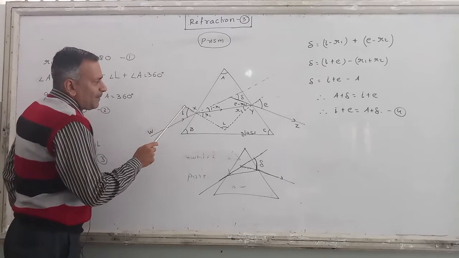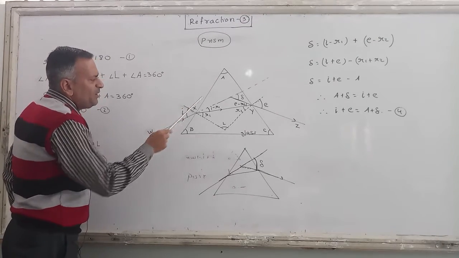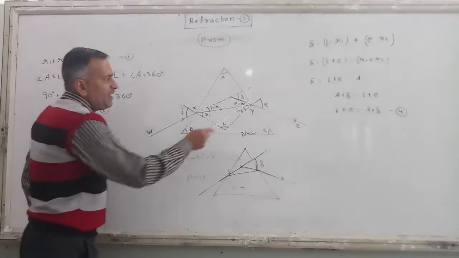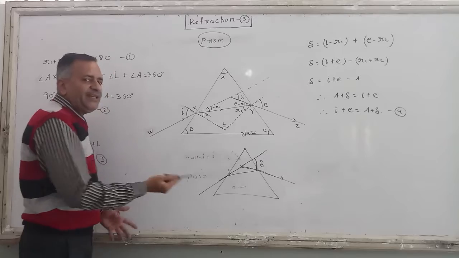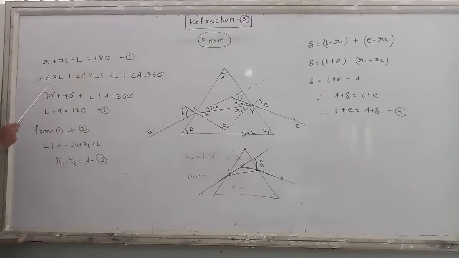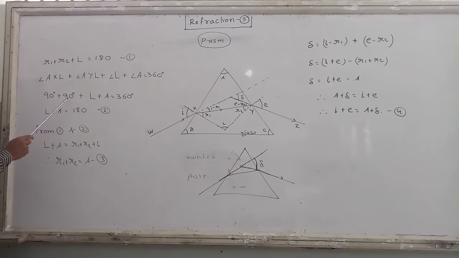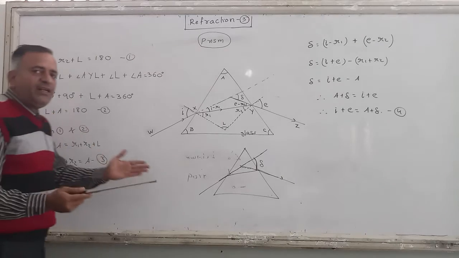Now what is this? This is the normal. So what should be this angle? 90 degree. ये भी क्या है? YL, normal है. So what is this angle? 90. So AXL equals 90, AYL equals 90. What do I get? L plus A equals 180.